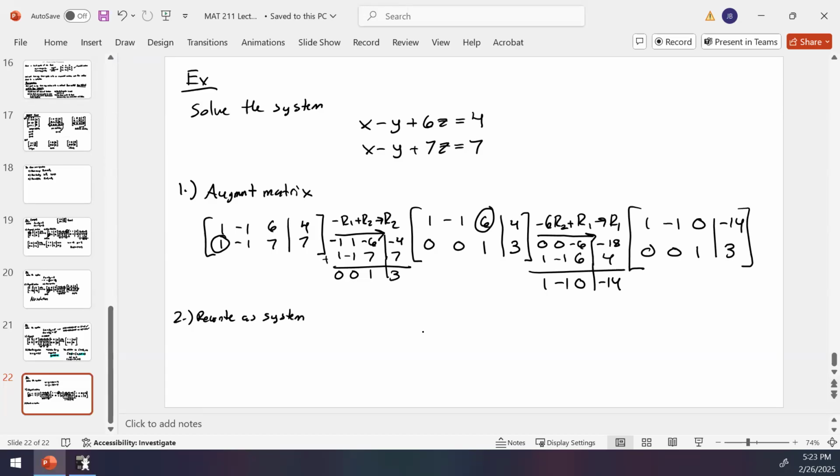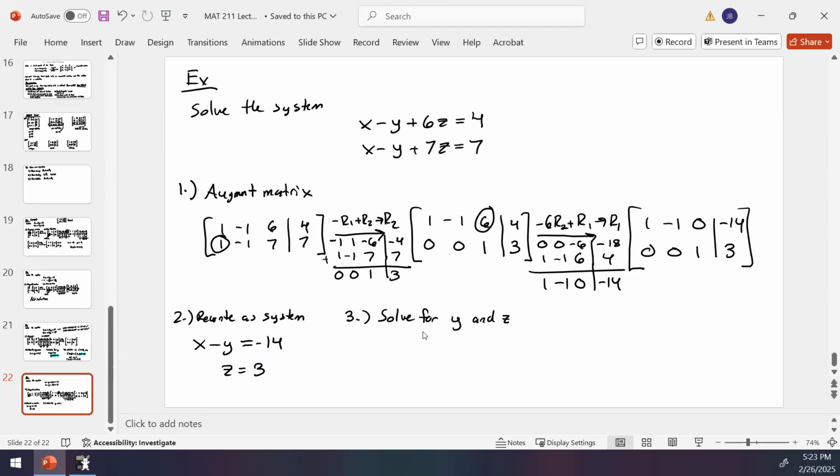So I have 2 equations. X minus y equals -14. And then z is equal to 3. Okay? Step 3, solve for y. Okay? Solve for y. And z.